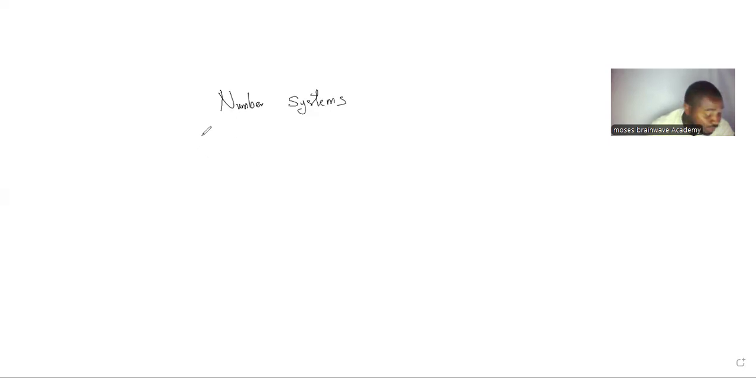Now, the first number system is the natural numbers. This is how it is represented. The natural numbers are the set of counting numbers, the numbers that you already know: 1, 2, 3, up to infinity. These are the set of natural numbers, and it is indicated by the symbol N. So when you see this symbol N, it is the set of natural numbers.